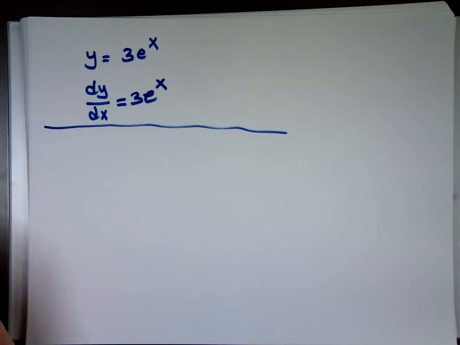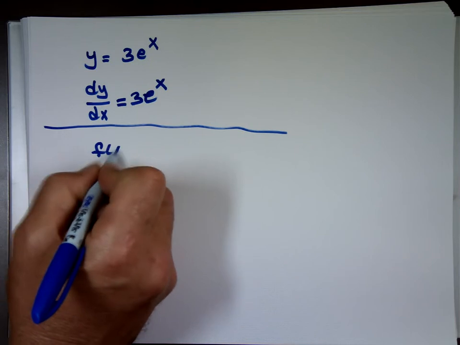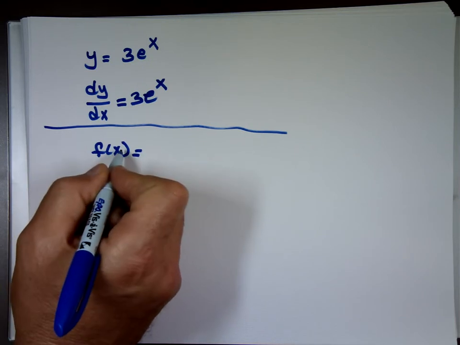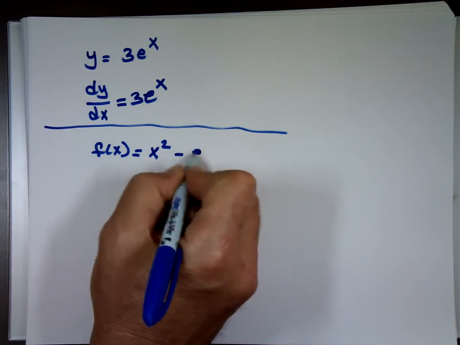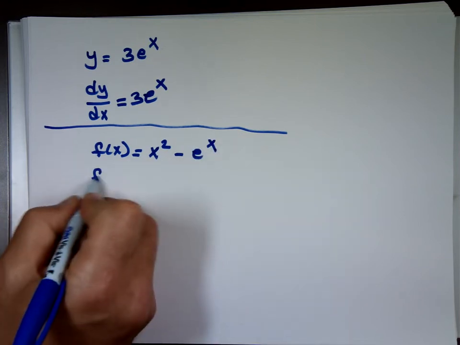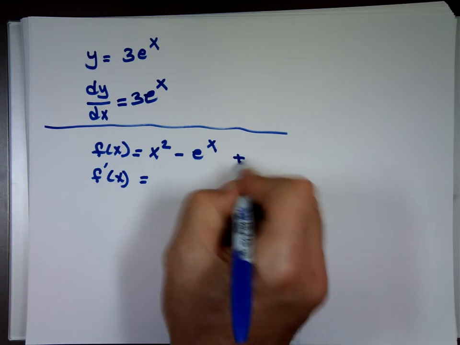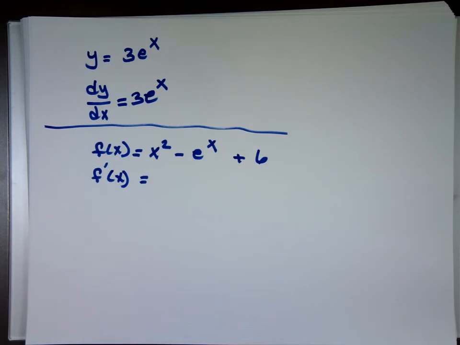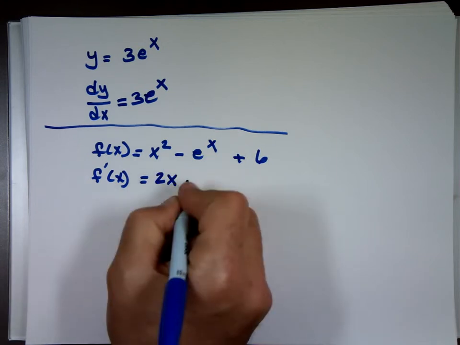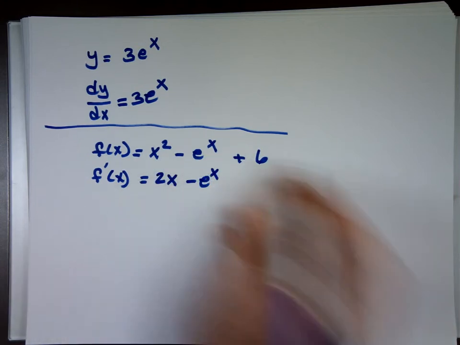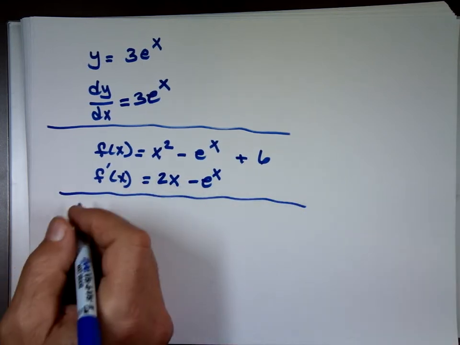What about if we have this problem? F of x equals x squared minus e to the x. What's the derivative of that? Plus 6. Let's just have fun here. 2x minus e to the x. What about the plus 6? 0. Good. Next one.